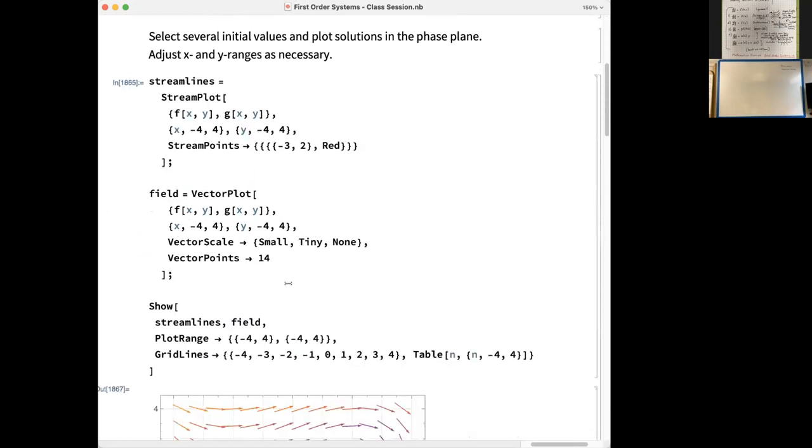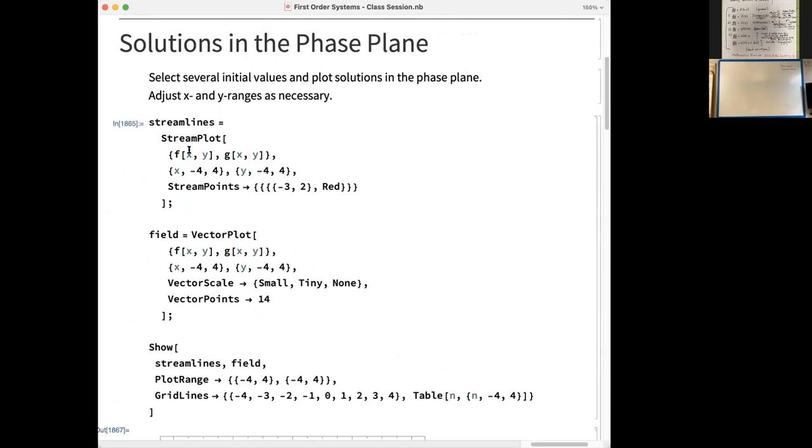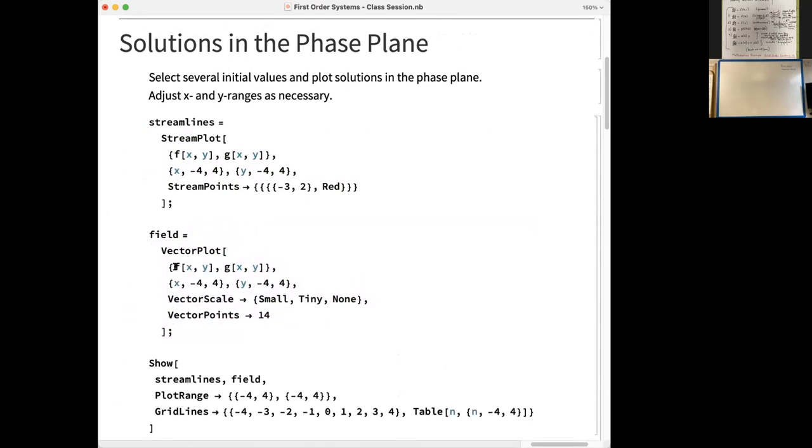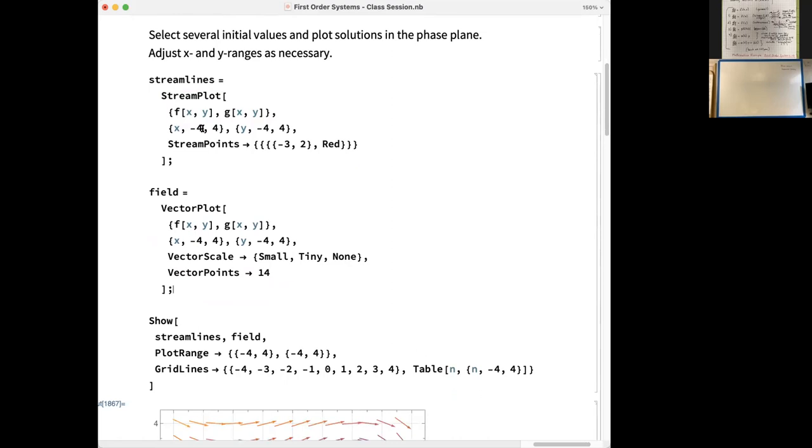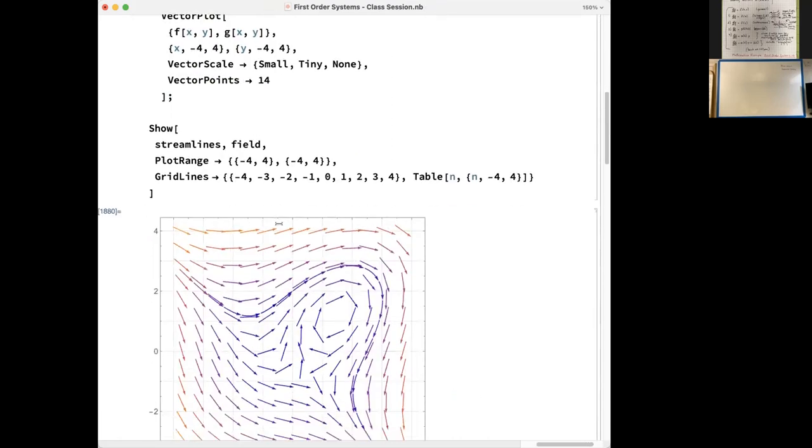Now I've set up something that's going to draw streamlines, a vector field, and put them together, streamlines and vector fields. So I created a variable called streamlines with a stream plot function. I created a variable called field with a vector plot function. I tend to put things on different lines as I enter the arguments of the functions. And I want to say something about my extra arguments like stream points and vector scaling now. But let's assign these two variables and then show the streamlines and the vector plot together.